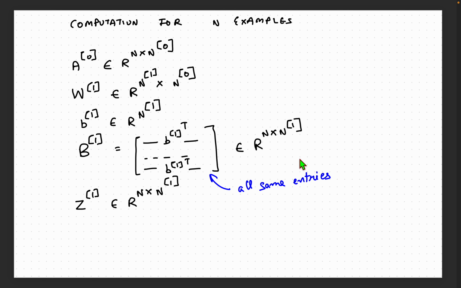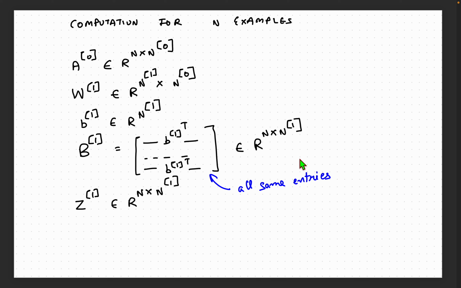Okay, so let's see the shape of different components in that example. A0, as we discussed, is n cross n superscript 0. W1 is n superscript 1 cross n superscript 0. Bias is n superscript 1. And there is something interesting here about the bias term. Bias is not changing for different examples, but if you try to add the multiplication of W and A directly to the bias, it will not work.